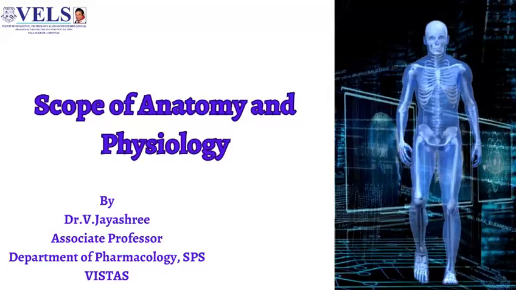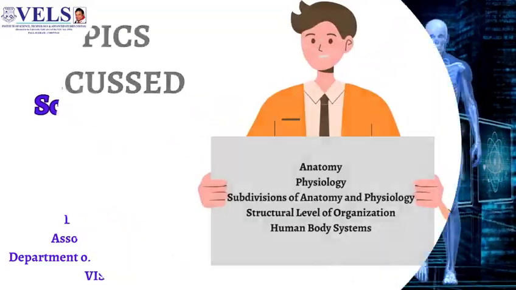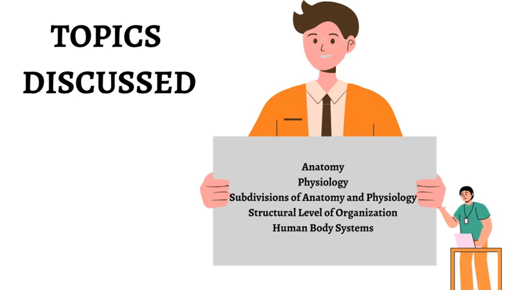I'll be discussing about the scope of anatomy and physiology. The topics discussed under this are the definitions of anatomy and physiology and the subdivisions, along with the structural levels of organization in human body systems.